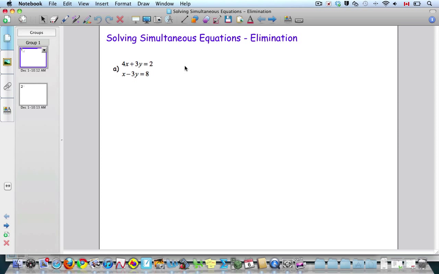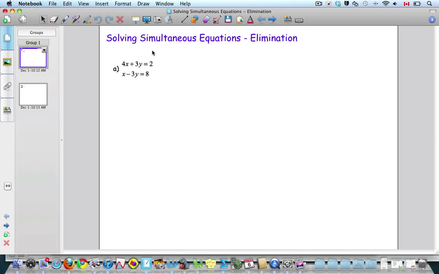Right, and this is our third method of solving simultaneous equations. So far we've done graphing using our calculator and substitution. Now we're on to elimination. All right, so we're given two equations, both in standard form. And so now we have to solve for x and y.